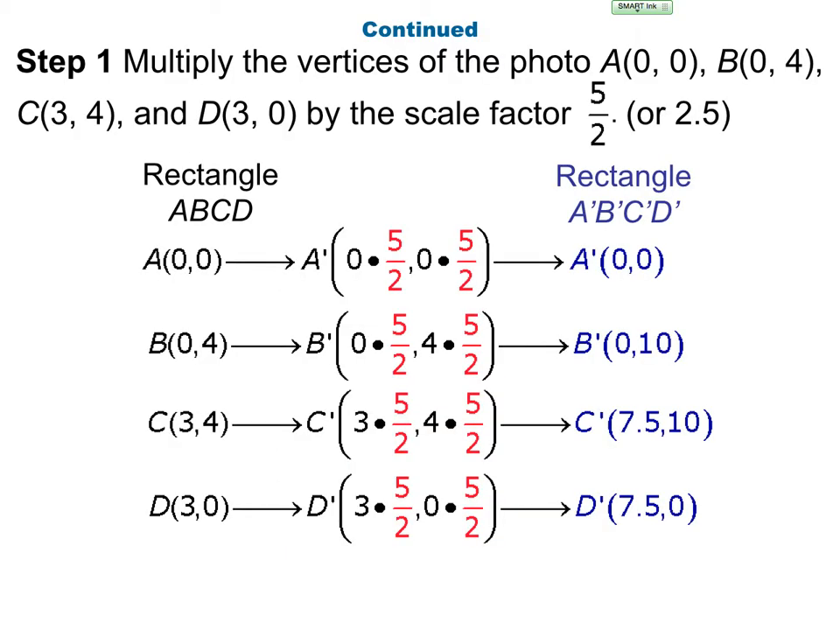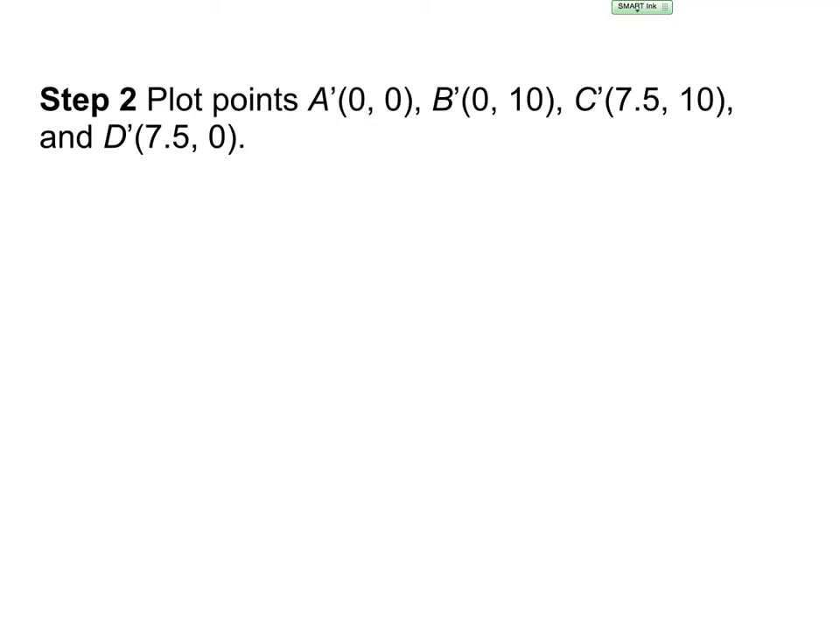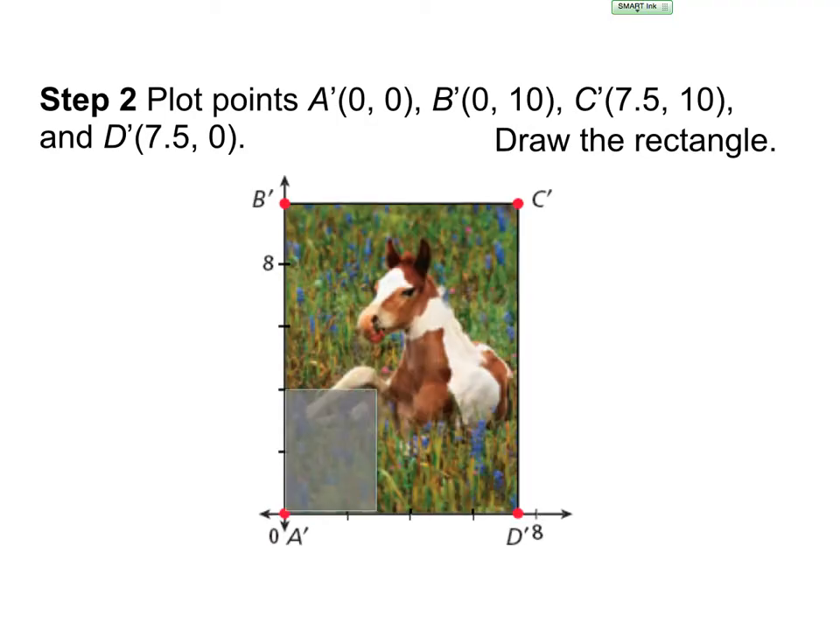Multiplied, we get A prime to be 0, 0, B prime to be 0, 10, C prime 7.5, 10, and then D prime 7.5, 0. Okay, so those are the new points. Here was our original horse picture. Then when we enlarge it, this was the original. It gets this much bigger when we did the dilation to make it bigger.